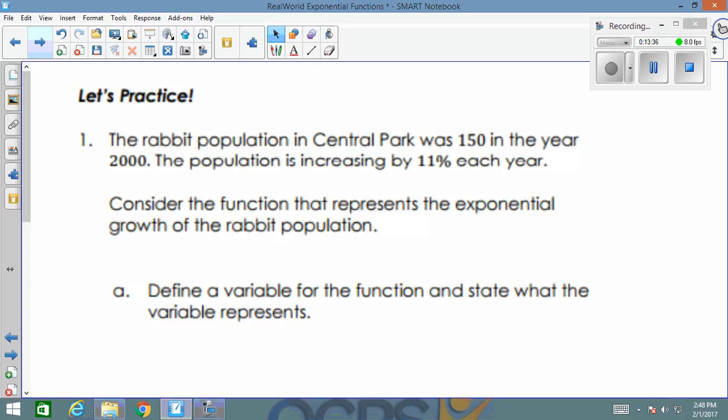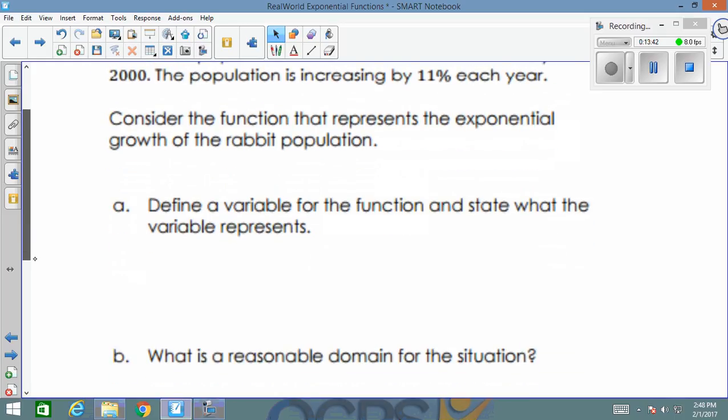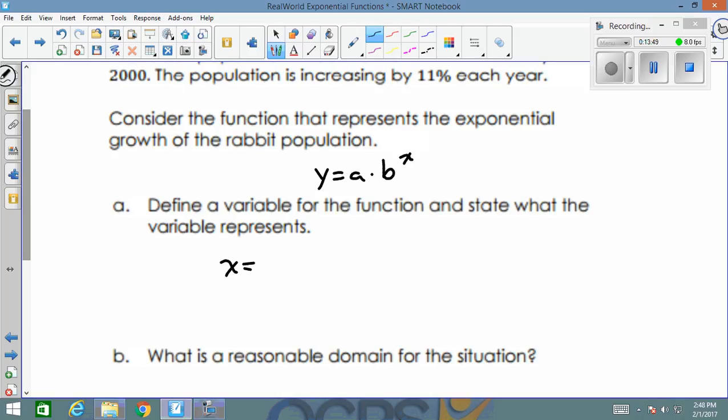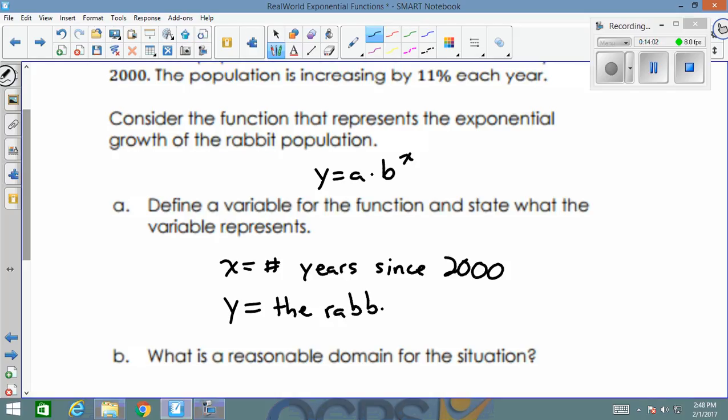All right, last one. The rabbit population in Central Park was 150 in the year 2000. The population is increasing by 11% each year. So we need to identify the variables. Remember, our y equals a times b to the x. X is going to be the number of years since that study started, which was 2000. Y is going to be my rabbit population, the population that we are trying to find.